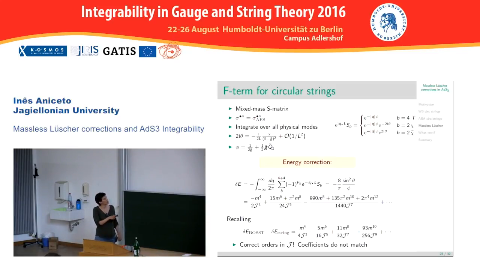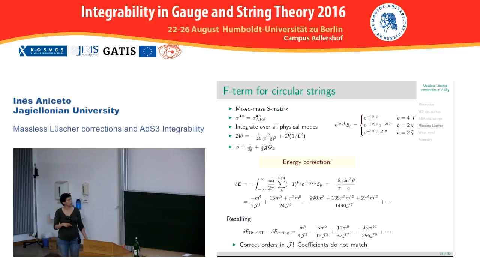So these are the ingredients we used: the mismatched S matrix, the dressing phase, which we assumed was just the regular AFS. We integrated over all physical modes. I wrote here what theta and phi are, meaning this is the total part of the S matrix. And the energy correction, we can calculate the integral once we plug in what this exponential is. And you can actually get a nice analytic form in terms of theta and phi, expand it in J, and this is what you get.